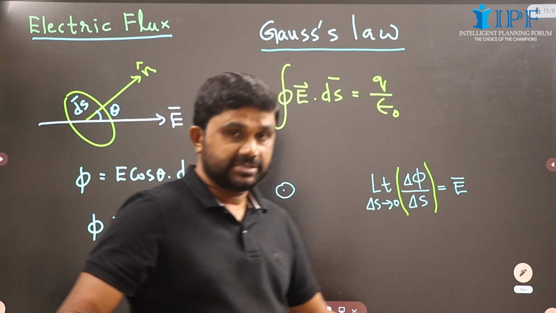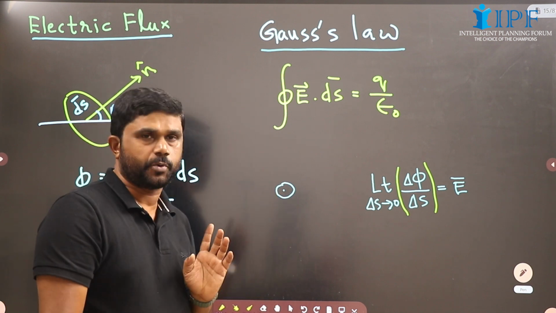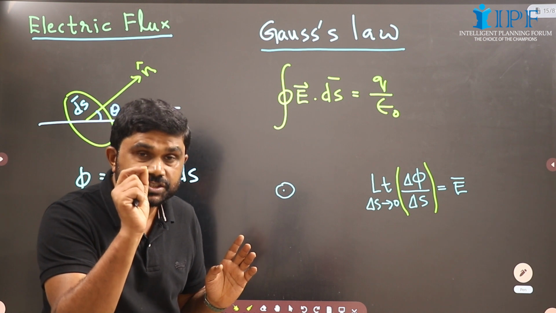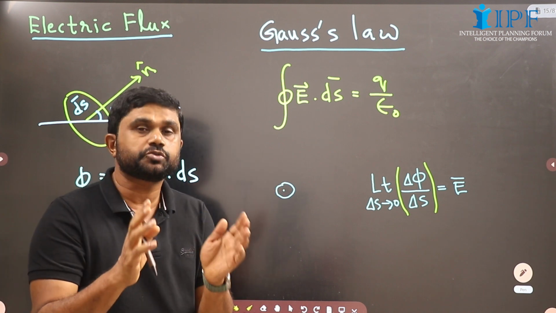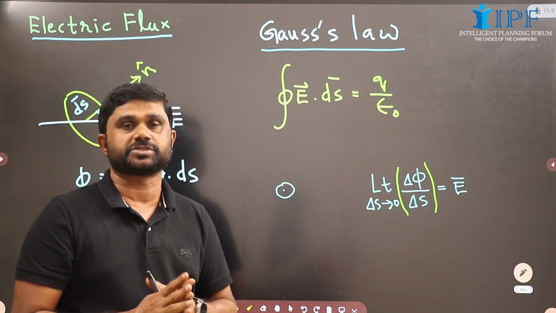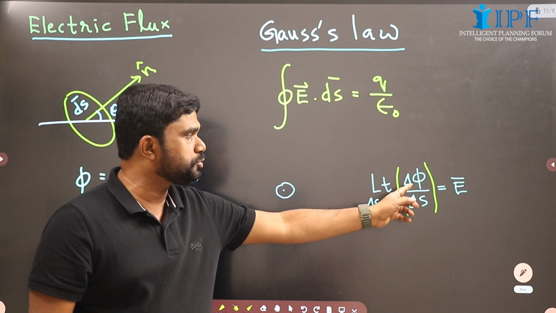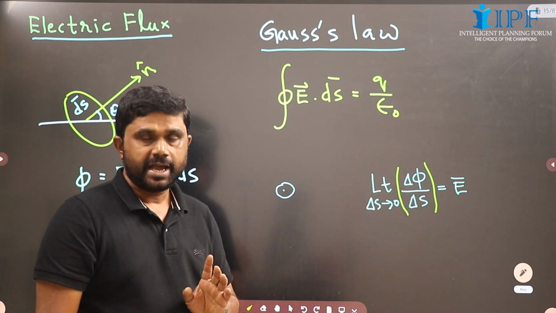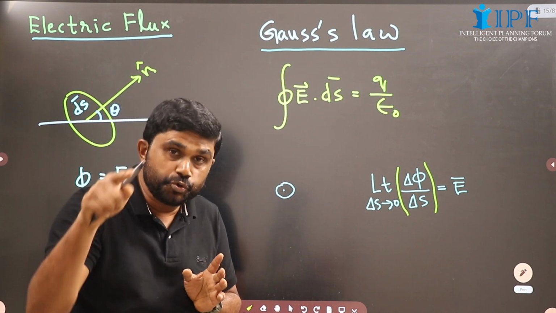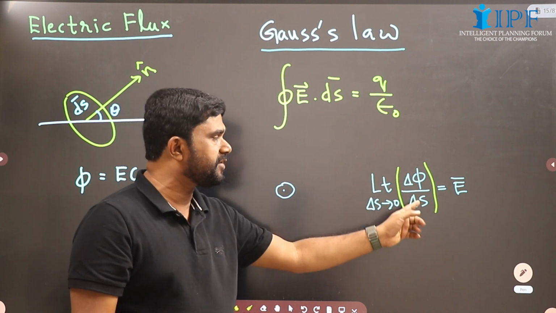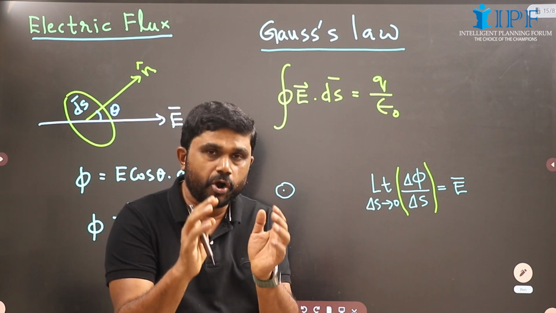Similarly, suppose you want to find the intensity of electric field at this point. Take a small area around that point. That area should be as small as possible. Find the flux through that area. Suppose the flux through that area is delta phi and the area is delta S, then the flux through unit area will be delta phi by delta S.